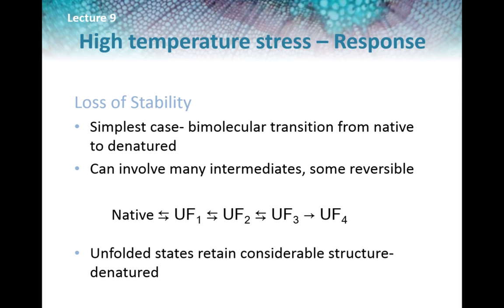Loss of protein stability can be a complex process. The simplest case is a bimolecular transition from native to denatured. In many instances, there are numerous intermediates, some of which are reversible. Since non-functional proteins are rarely completely unfolded, the term denatured is frequently used to describe irreversible loss of activity.